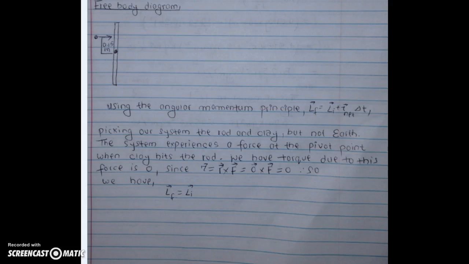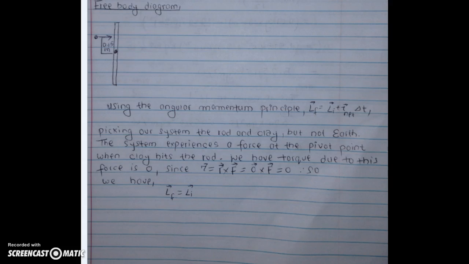In this question, we have been given the moment of inertia about the center of a long thin rod of mass M and length L, which has the value of M L squared over 12. So, in order to solve this question, we use the angular momentum principle.